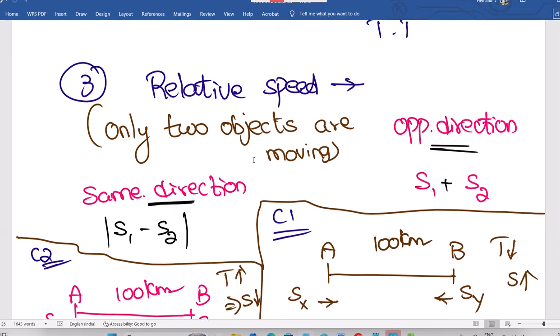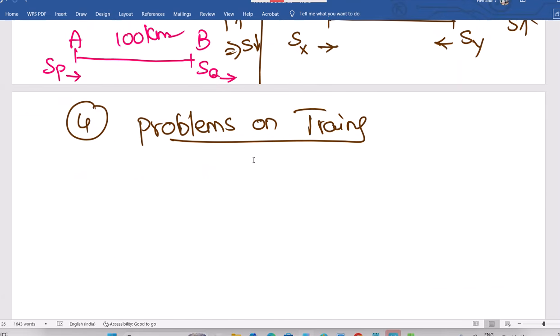Now in problems on trains, they will give different situations: train crossing a pole, train crossing a bridge, train crossing a platform, train crossing another train, train crossing a man standing on a platform, train crossing a man sitting in another train. There will be a lot of situations like this. But your job is very simple, only three factors: what is the distance, what is the speed, what is the timing? Timing will not disturb actually, only two factors in fact, distance and speed.